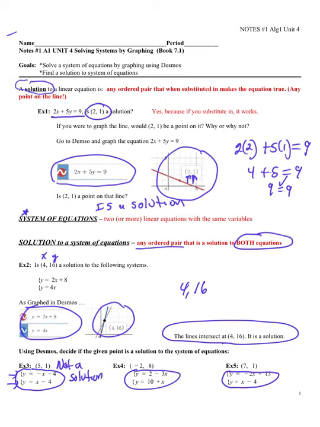Same thing for example 4. When you put both equations into Desmos, you will find that yes, they intersect at (-2, 8). And for example 5, when you put in both equations, you will find that (7, 1) is not the intersection, so it's not a solution. And just a reminder that if we are given an ordered pair, it has to satisfy both equations, not just one, but both.